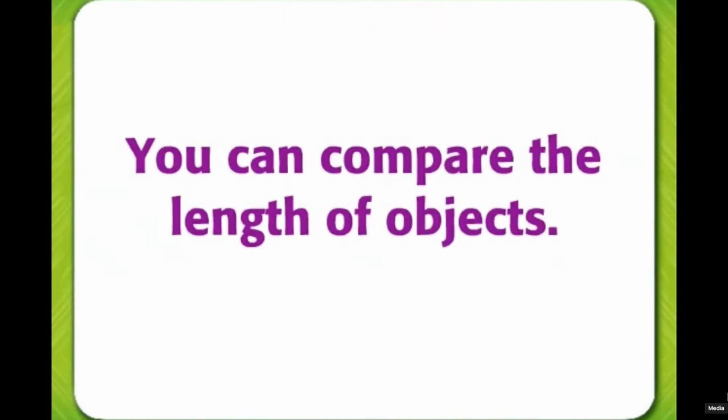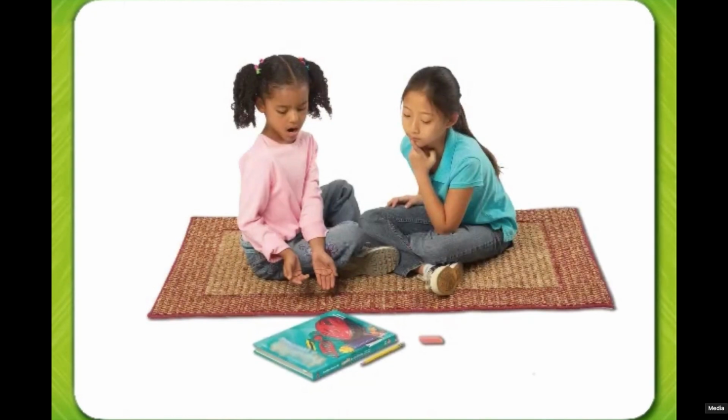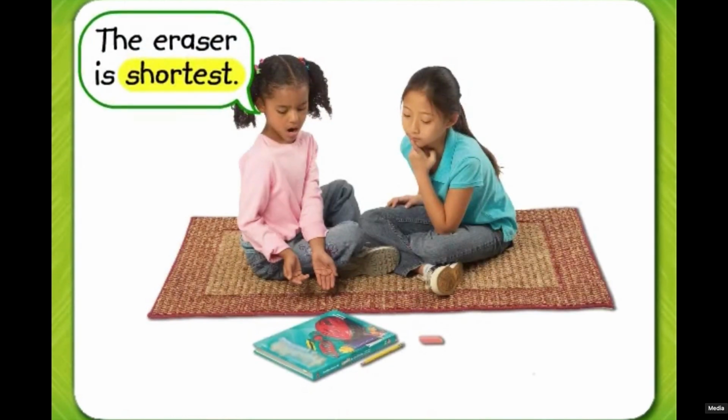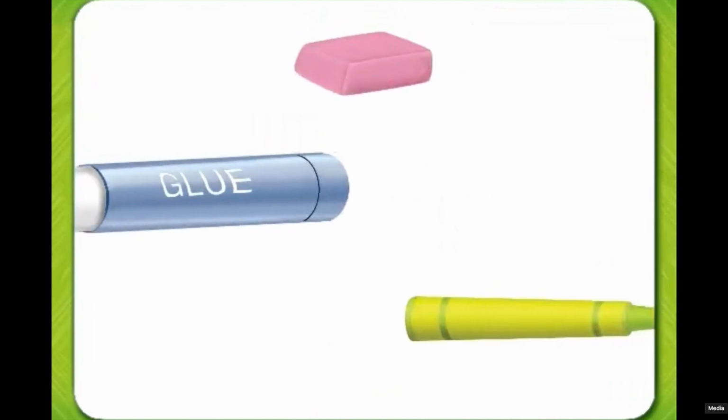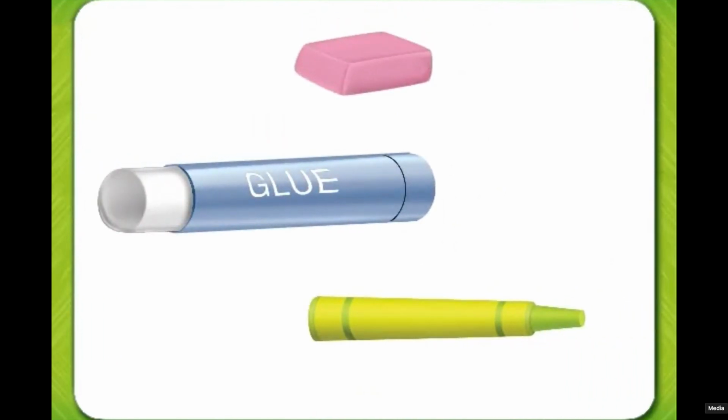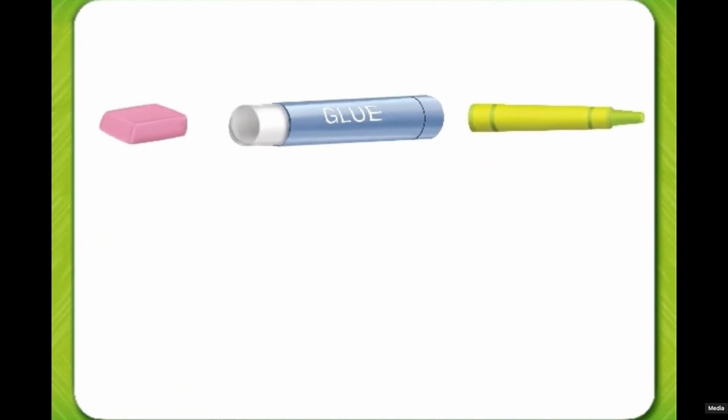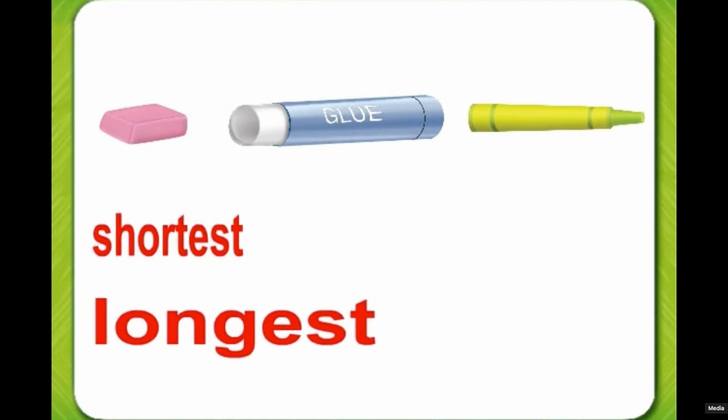You can compare the length of objects. These two girls are comparing the length of objects. The eraser is shortest. The book is longer than the pencil. Here are 3 objects for us to compare: an eraser, a glue stick, and a crayon. We'll compare them and order their lengths from shortest to longest.